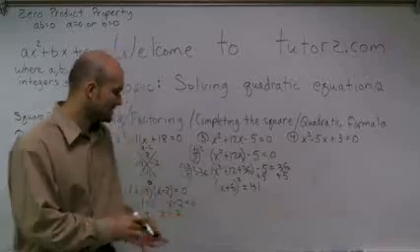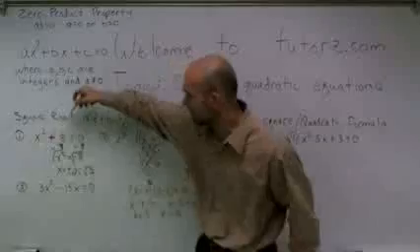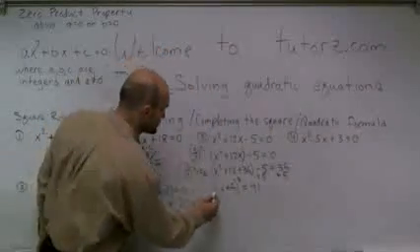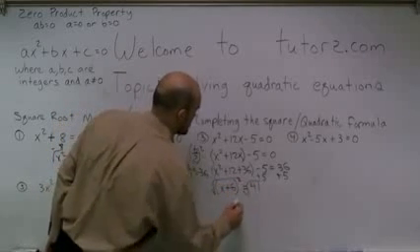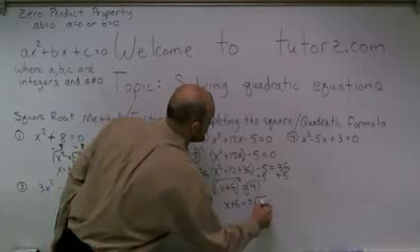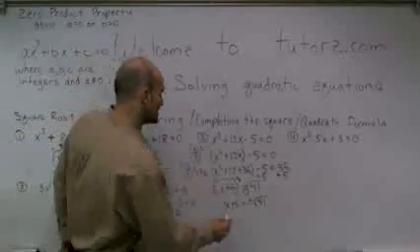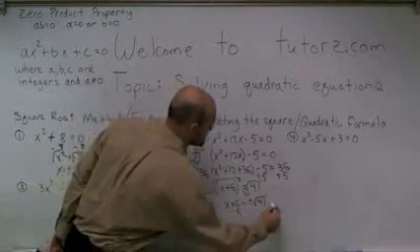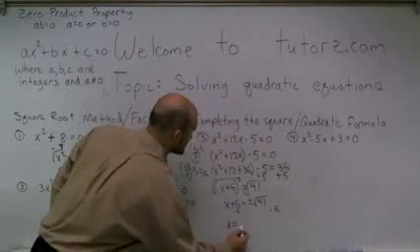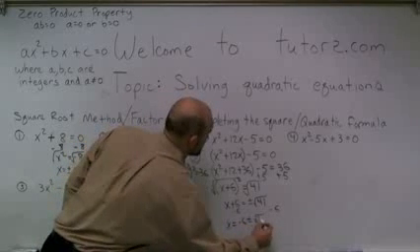And what's so helpful about this is that it has now allowed us to solve this very similarly to the square root method. Now all I need to do to get rid of my square is to take the square root. So now I have x plus 6 equals plus or minus the square root of 41. And then to finalize this, getting my x by itself, I need to subtract 6. So my final answer is going to be x equals negative 6 plus or minus square root of 41.